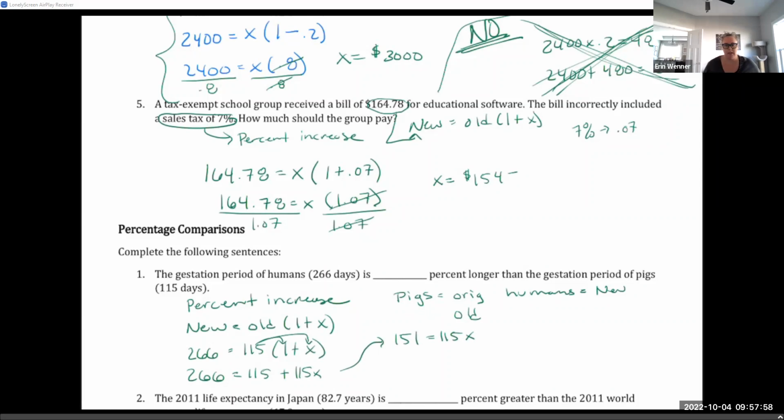So we're saying what percentage of that original amount is that? Well, if we divide both sides by 115, we get x equals 1.313043478. And moving this 2 decimal places, we get 131.3%.